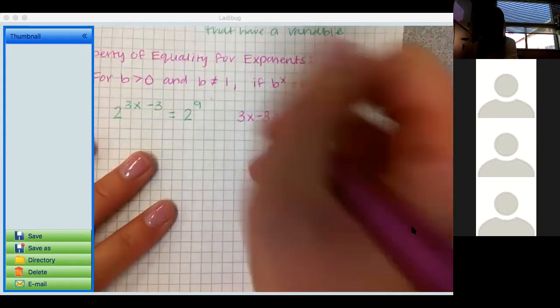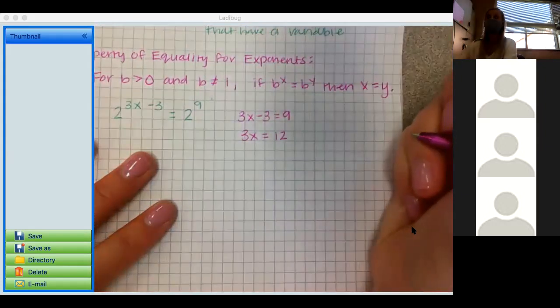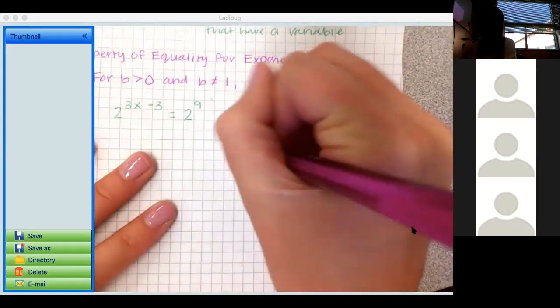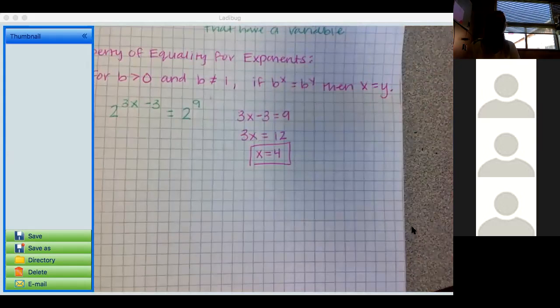Add 3 to the other side and we would get 12, and then divide by the 3 and we would get 2. Do we remember this from Math 3?